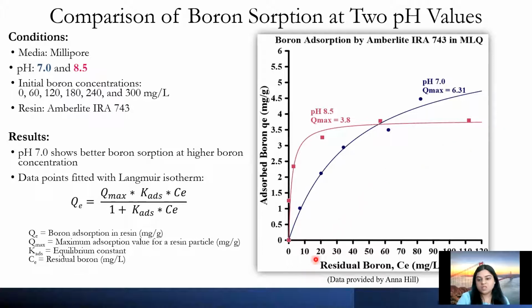On the x-axis, we have residual boron in the sample, and on the y-axis, we have adsorbed boron in the sample. All data points are fitted with Langmuir isotherm. Looking at the results, we can see that pH 7 shows better boron sorption at higher boron concentrations than at pH 8.5. This can be determined by the Qmax value, which is almost double for pH 7. The Qmax value suggests the maximum adsorption value for a resin particle.